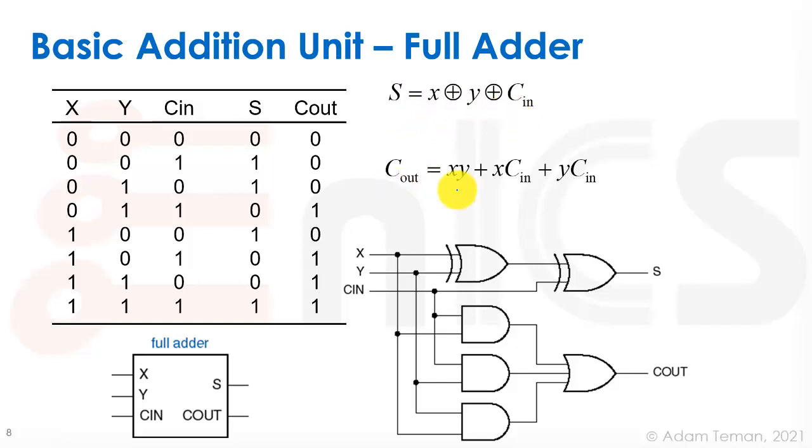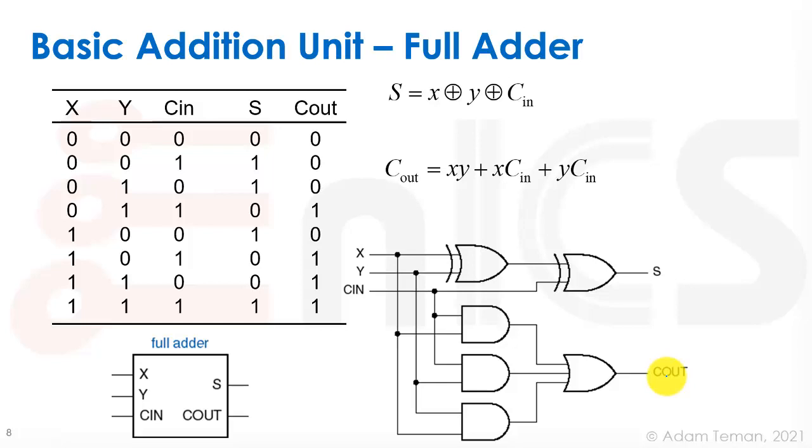Okay, the carry out, when do we get a carry? When at least two of the bits are a one. So the carry checks each pair of two bits, XY, XCin, and YCin, and if at least two of them are a one, the carry out is going to be a one. It's kind of an overflow type of thing. Here we can see a simple gate level implementation of this. We can have two XOR gates that get X, Y and carry in, and three AND gates for these three partial sums that go into an OR gate and provide us with carry out.